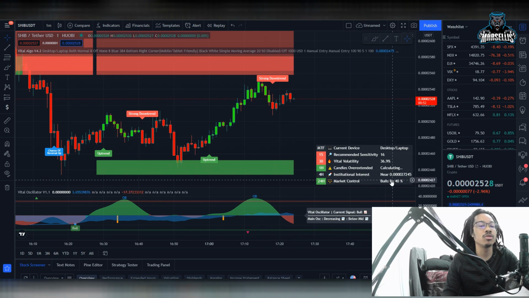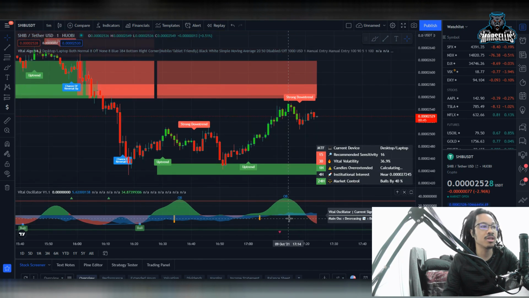Now, bulls are still in control of the market by 40%. As you can see here with the oscillator, this little area here was a little bit overbought, and now we're kind of going into some selling territory.